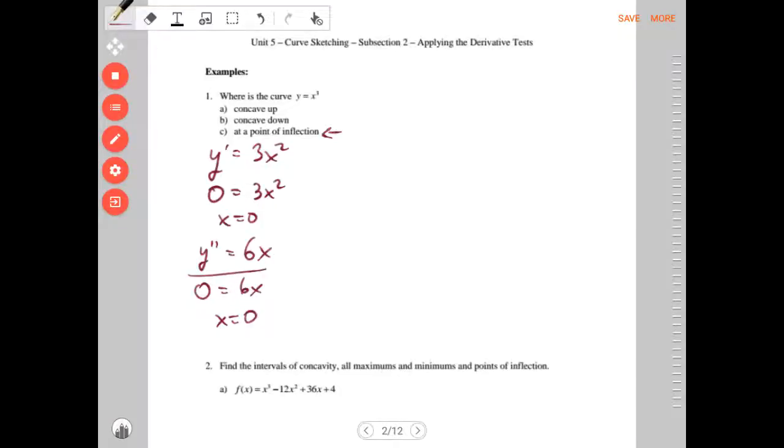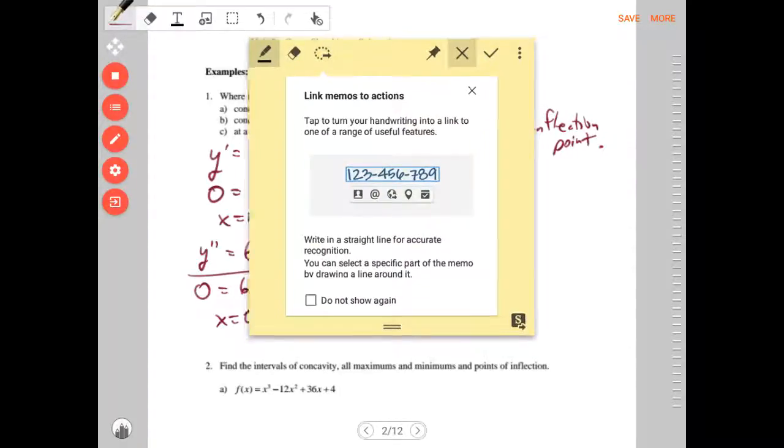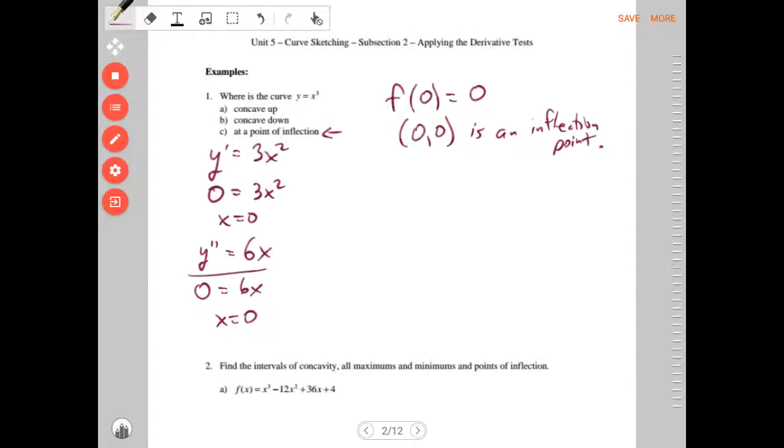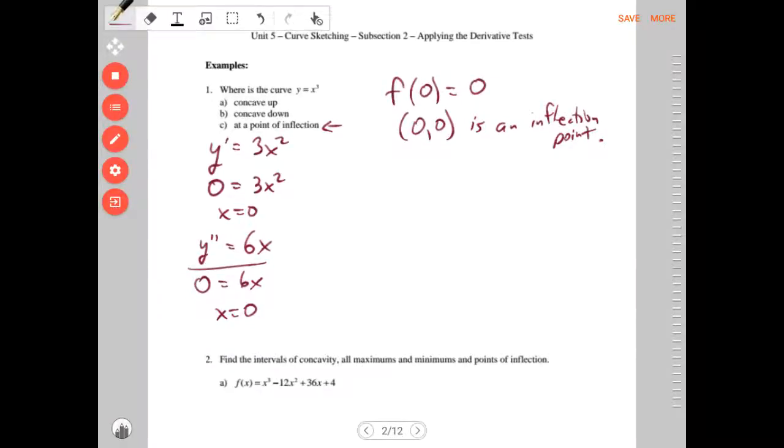Okay, so we already did C. Now we need a point of inflection. So we have to figure out the function, so f of 0, so that's going to be 0 cubed, which is 0. Okay, so the point (0, 0) is an inflection point, and then we're going to make a graph kind of like we did last time with the number lines.